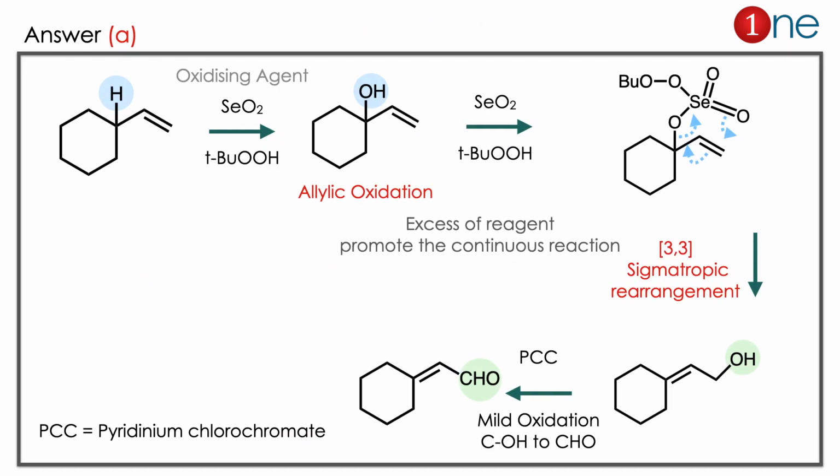The answer is A. Let us see how. This reaction will be a little bit confusing, but if you know the basics, it will be easy. First step is selenium dioxide addition. It's an allylic oxidation. So selenium dioxide is a special reagent, it only oxidizes the allylic position. So the hydrogen becomes OH in the allylic position.